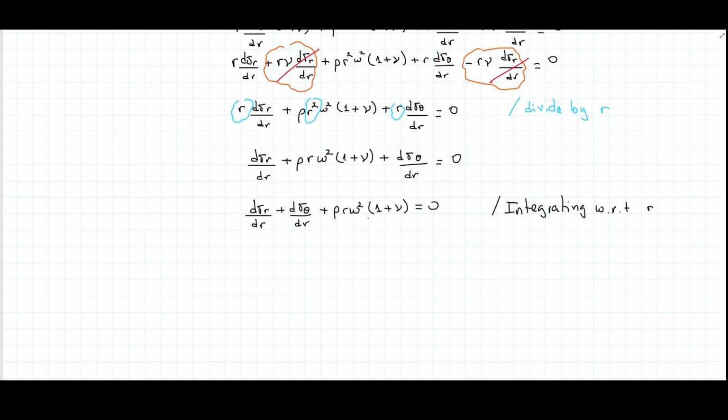And if I do that, I have r here. If I integrate this with respect to r, this becomes this one here plus this one here. And if I integrate, but I also send to the other side, this is going to be equal to minus this density omega square, and also this r. If I integrate that with respect to r, this is going to end up being this one here, plus an integration constant. I'm going to call that C1.